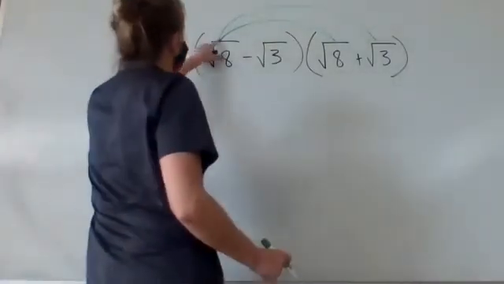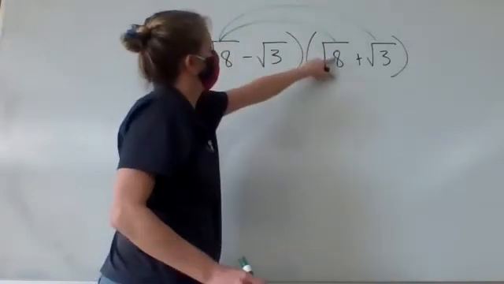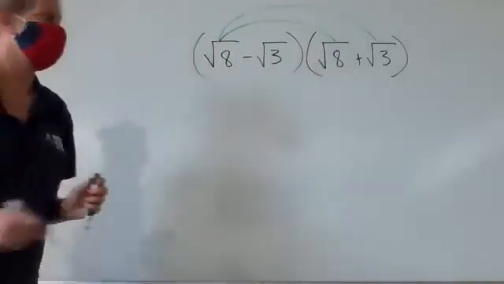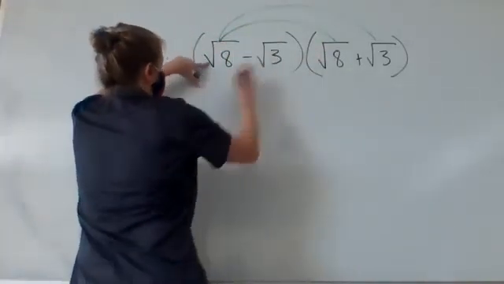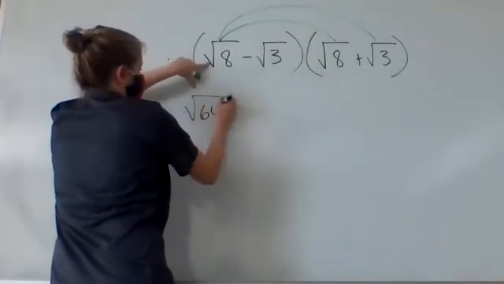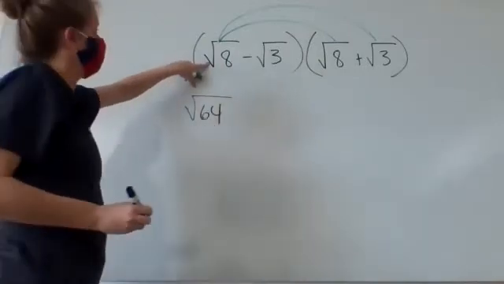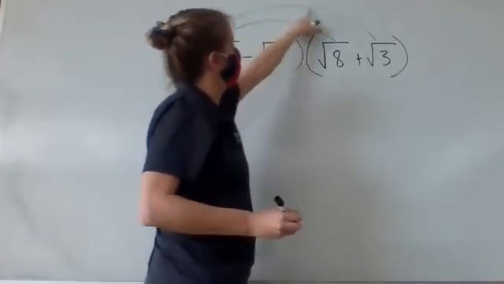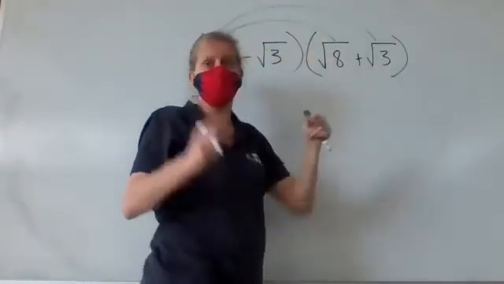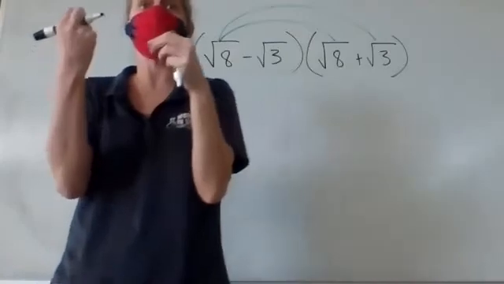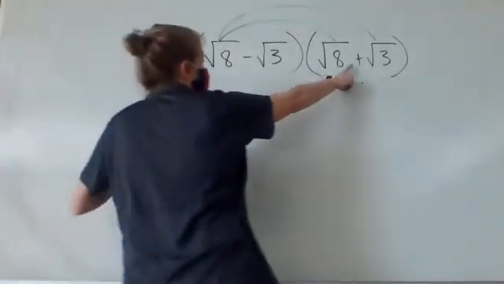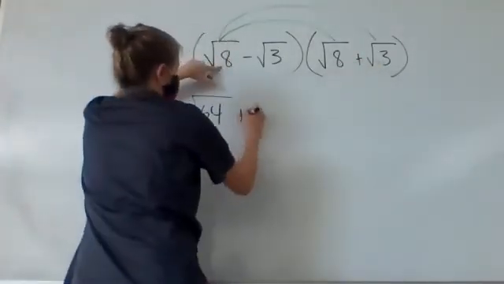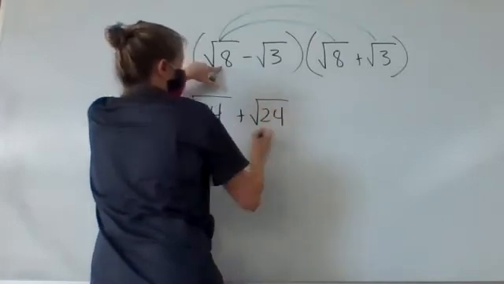So let's see, what do I have here? Square root of 8 times the square root of 8 is 64. So that gives me the square root of 64, since they're both under a square root. Then what do I have out here? The square root of 8 plus the square root of 3. They're both under square roots, so multiply the 8 and the 3 together. What's that going to give me? Plus the square root of 24.